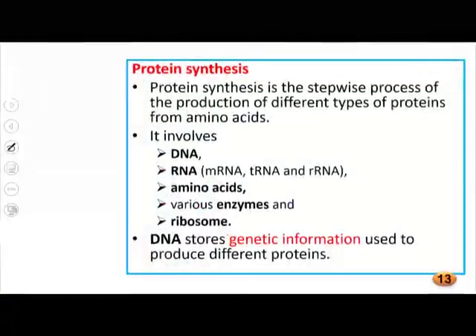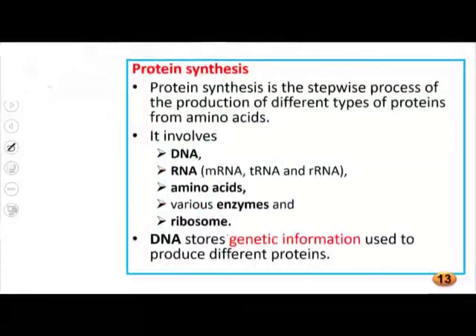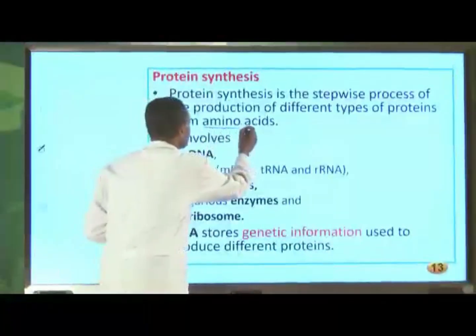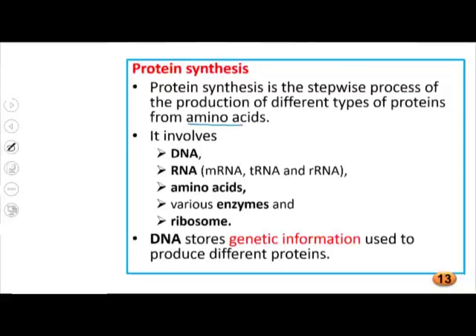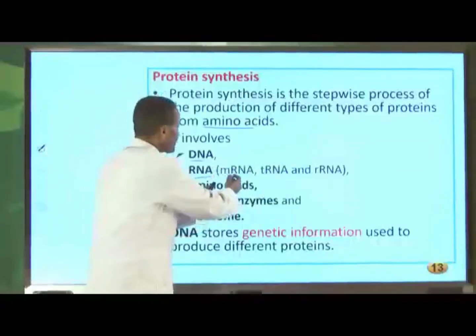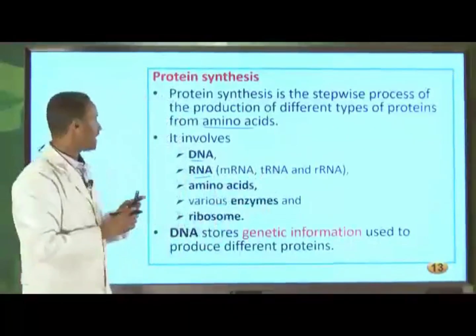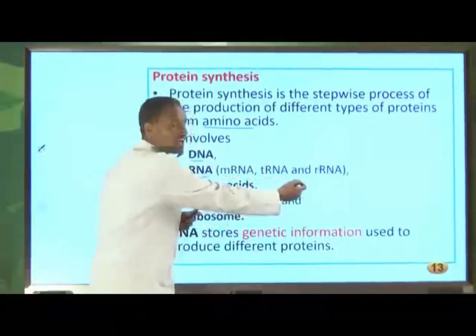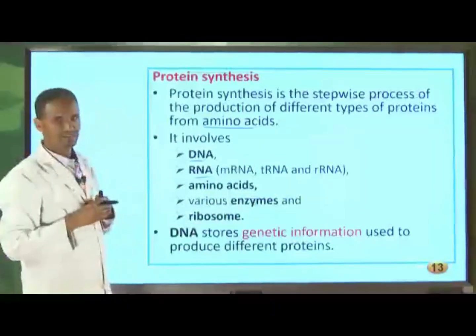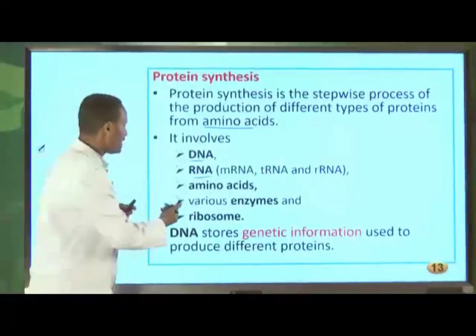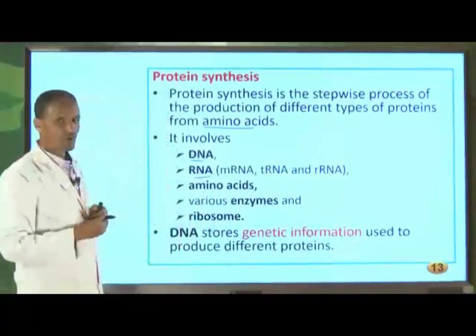Now, let us look at how protein is synthesized in our cell. Protein synthesis is the stepwise process of producing different types of proteins from amino acids, because an amino acid is a monomer. Protein synthesis involves DNA and RNA. RNA is of three types: messenger RNA, transfer RNA, and ribosomal RNA. They are important in protein synthesis. And again, the monomer of protein is amino acids.